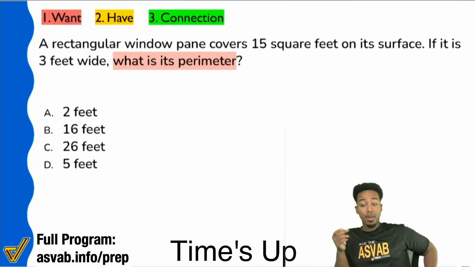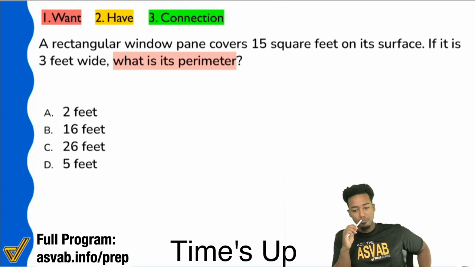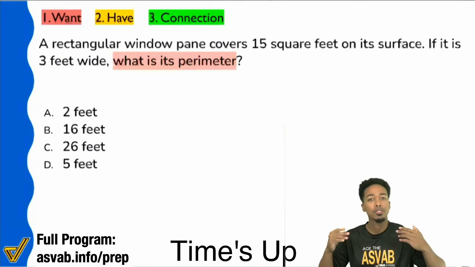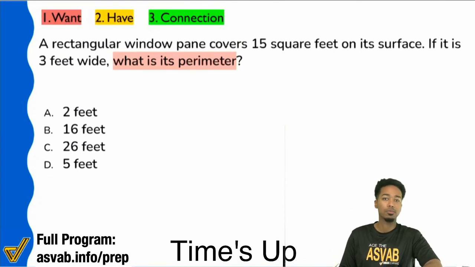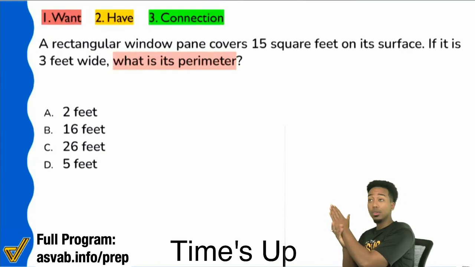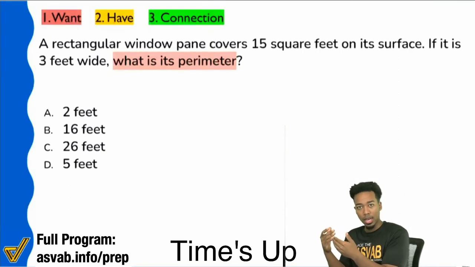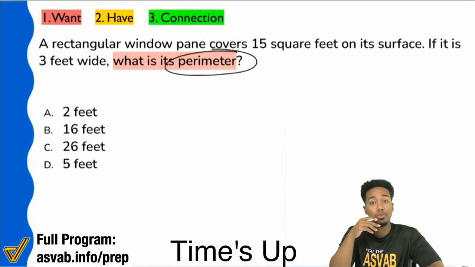Perimeter, perimeter, perimeter, formula, perimeter. Okay, cool. Sounds good. Looks like we have spotted the elephant in the room. Now, just because you can spot a keyword doesn't mean that, hey, it's all kumbaya. No. It just means that, hey, we have a lead here. And remember, when it's in the question sentence, that's a pretty big lead. So, right here, we say, hey, what is its perimeter?